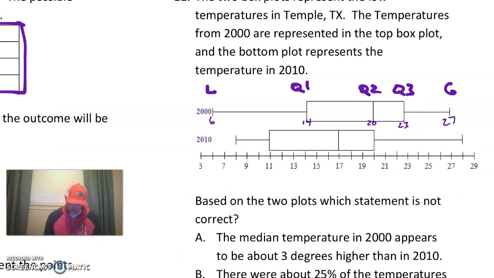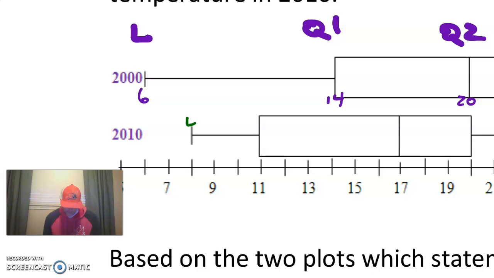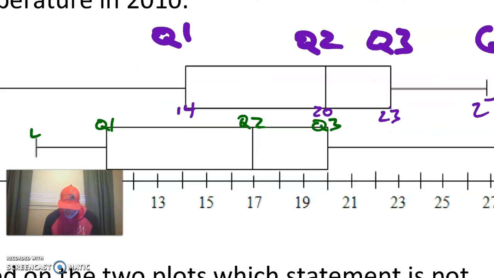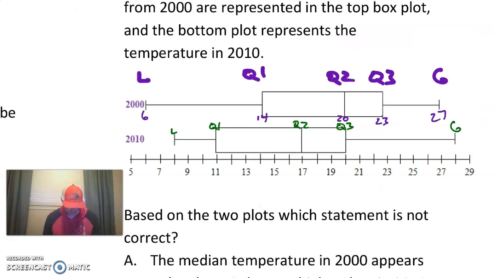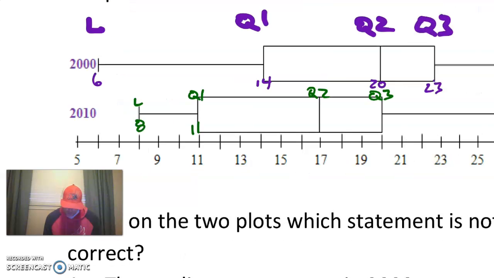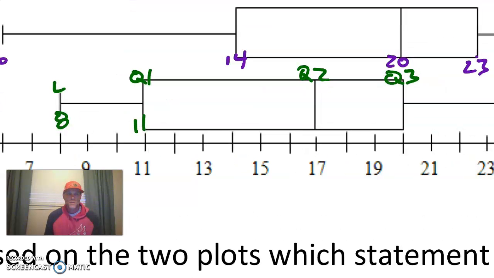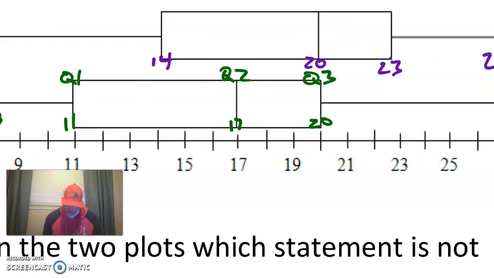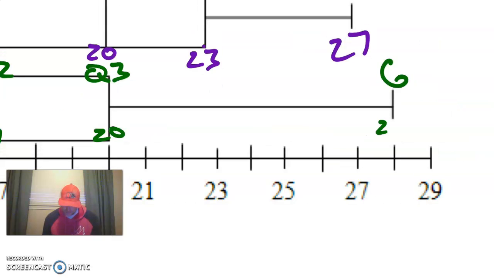All right, I'm going to change colors. Let's go to 2010. We have the least, quartile one, quartile two, which is also the median of everything, quartile three, and the greatest. So the least for 2010 is 8. Quartile 1 is 11. Quartile 2, hey, stop. It's my dog, sorry. Quartile 2 is 17. Quartile 3 is 20. And the greatest value is 28.